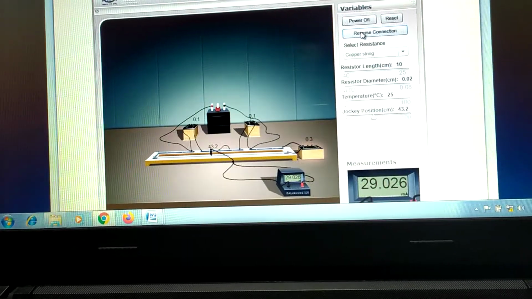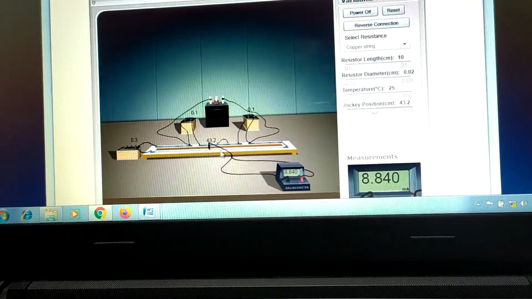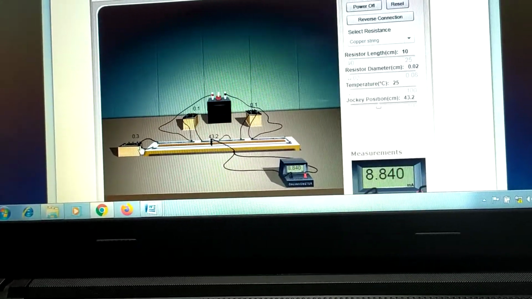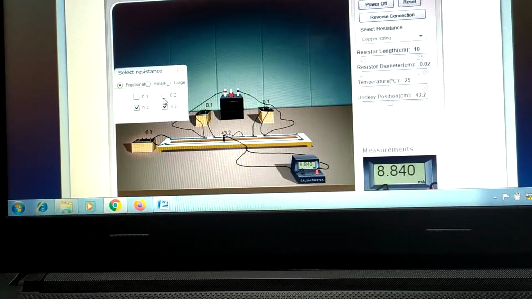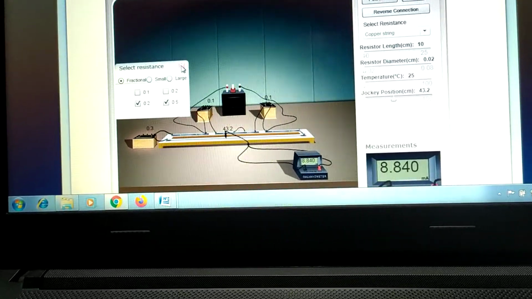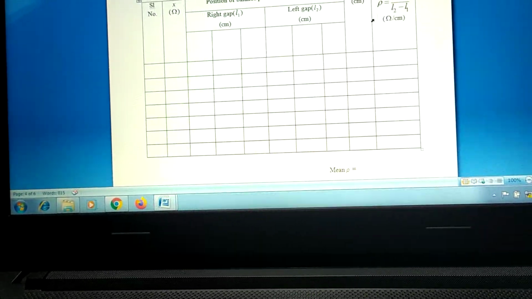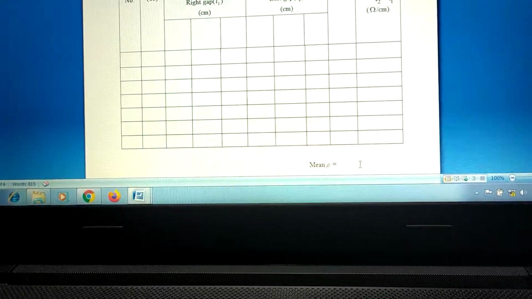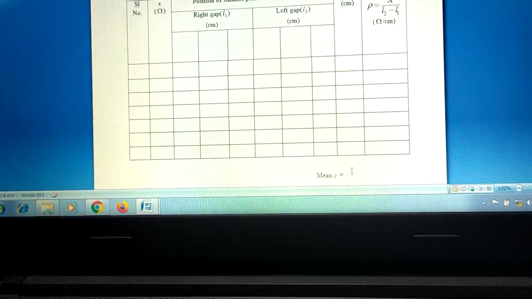In a similar way you make the reverse connection, and again take the null deflection for the opposite, that is the left gap or right gap. You need to take that. In a similar way you take 4 to 5 data, say 0.1, 0.2, 0.5, 0.7, making different combinations. You put all the values in that table, then calculate the value of rho, and finally calculate the mean rho. Now the first part is completed, to determine the resistance per unit length of the bridge wire.